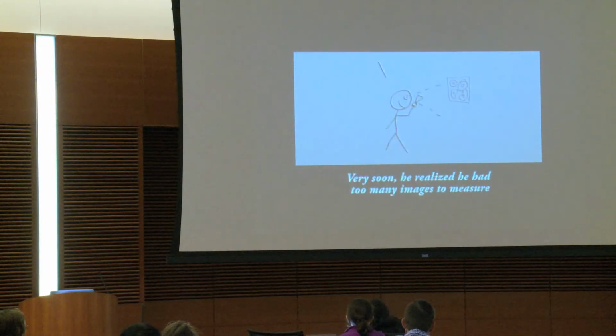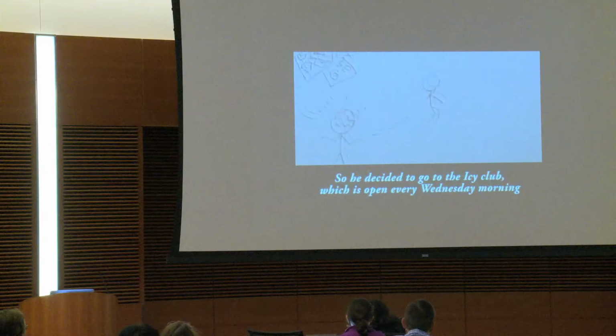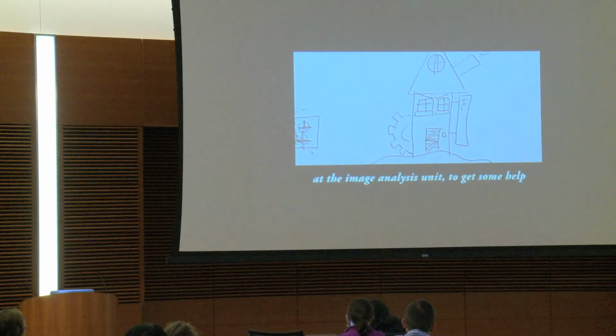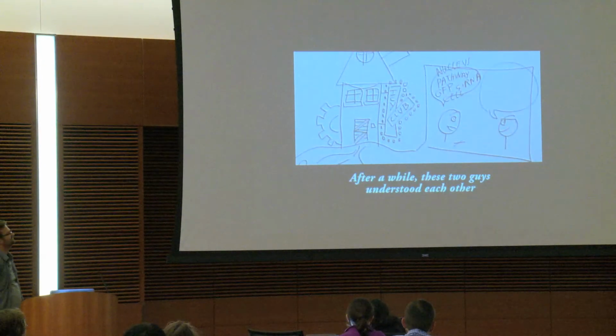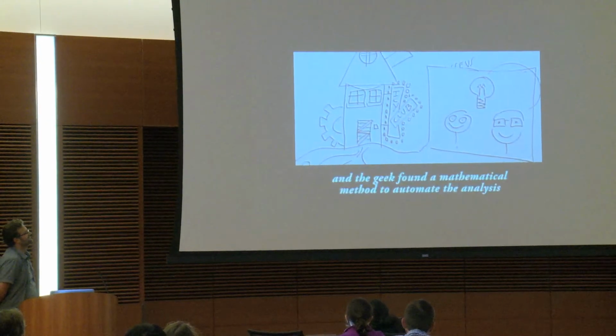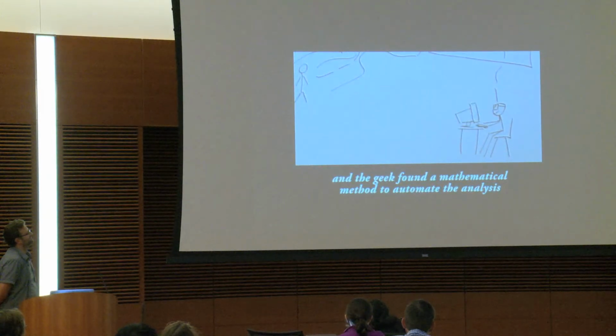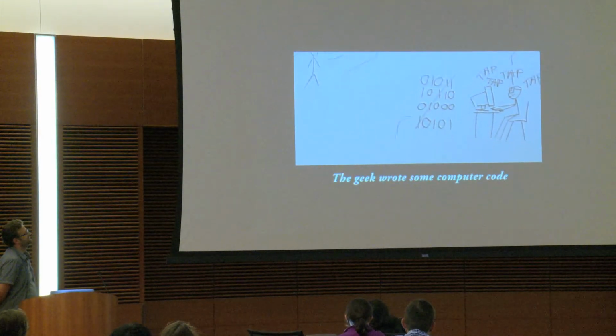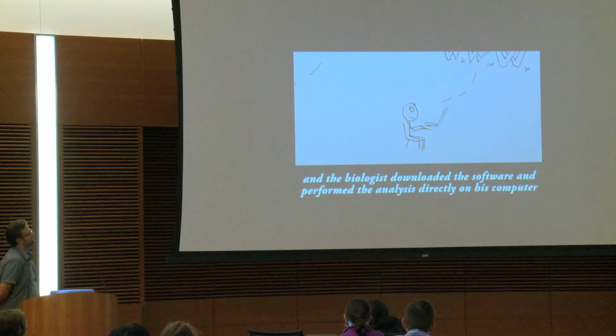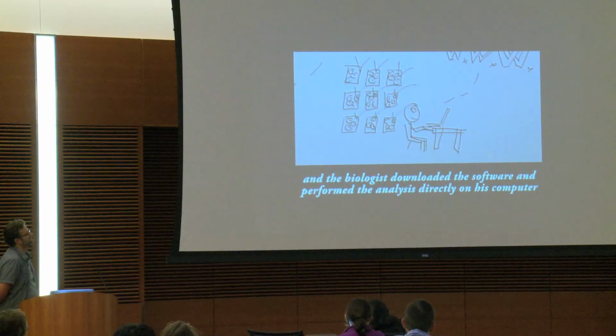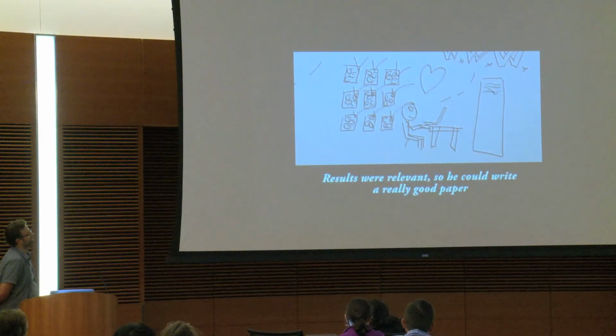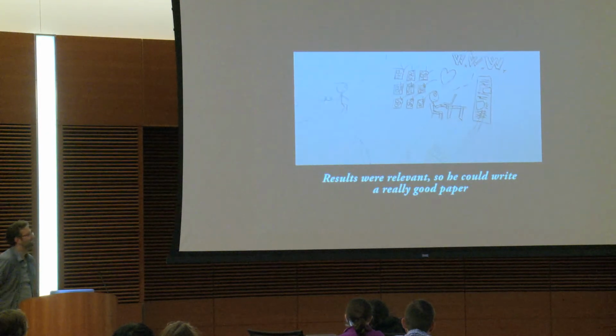Very soon, he realized he had too many images to measure. So, he decided to go to the IC Club, which is open every Wednesday morning at the Image Analysis Unit, to get some help. After a while, these two guys understood each other, and the geeks found a mathematical method to automate the analysis. The geek wrote some computer code, and the biologist downloaded the software and performed the analysis directly on his computer. Results were relevant, so he could write a really good paper.